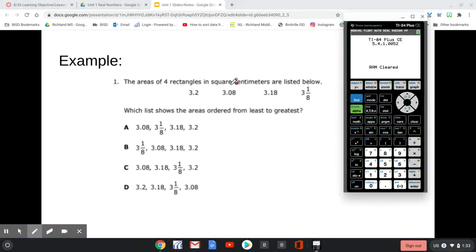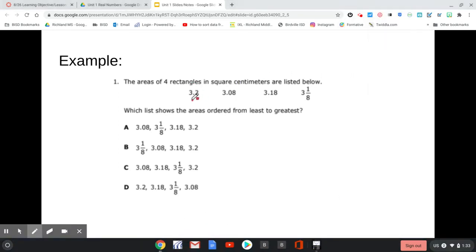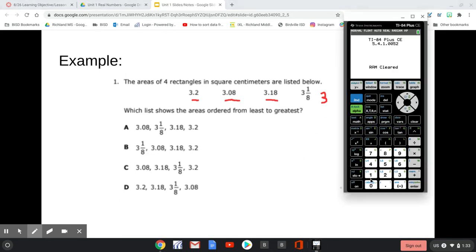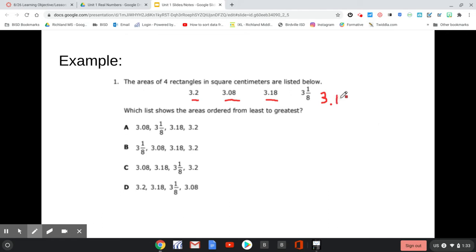And there it is. And this number is already a decimal. This one's already a decimal. This one's already a decimal. All we have to do is convert this one. So I'm going to do that by putting the 3 here. And then I'm going to divide 1 divided by 8 in my calculator. 1 divided by 8 gives me 0.125. So now I can just write 0.125. And now I can put them in the correct order.